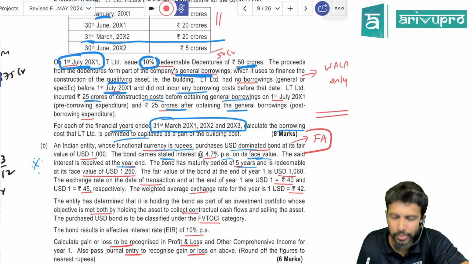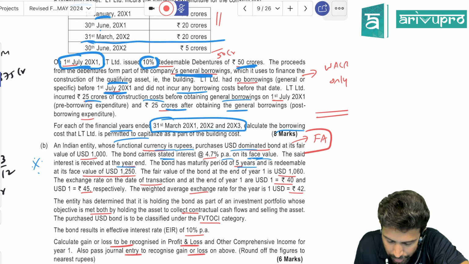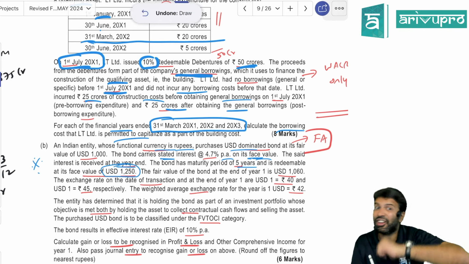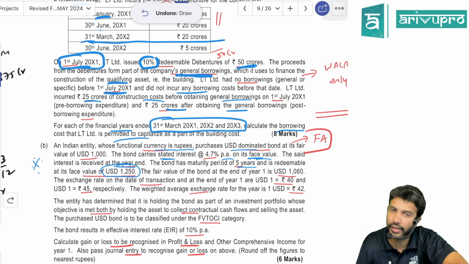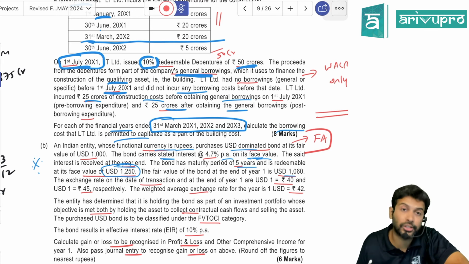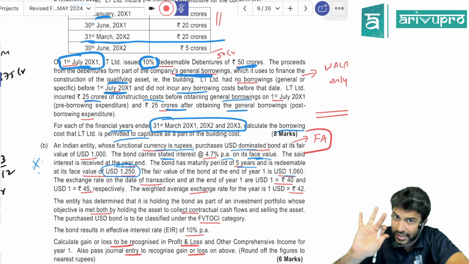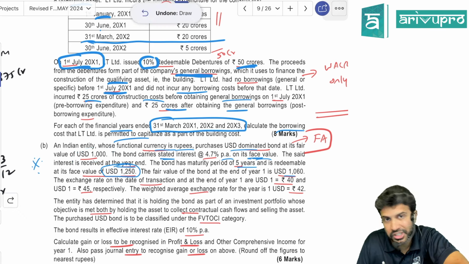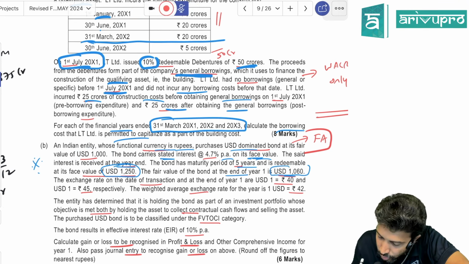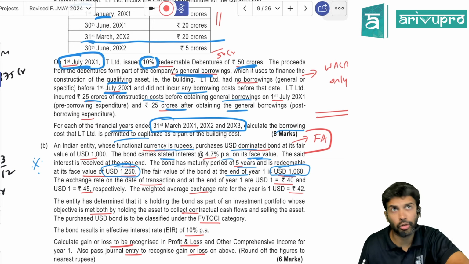Bond has a maturity term of 5 years. Great, and is redeemable at a face value of 1250. So now they have given the face value here. See, interest is calculated on face value. The face value is 1250. Great. The fair value of the bond at the end of year one is 1060. They have given the fair value, not at the year beginning. This is the fair value when you purchase the bond, that is the initial measurement. They're saying at the end of the year, the fair value of the US dollar bond is 1060. So why do we need that, sir?